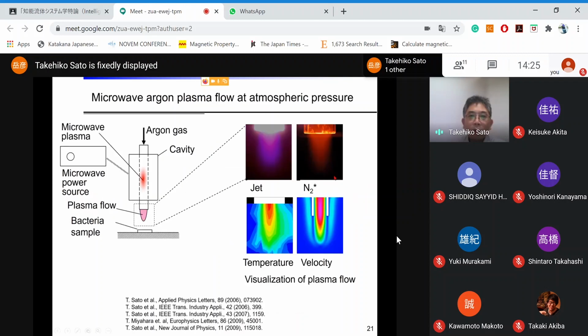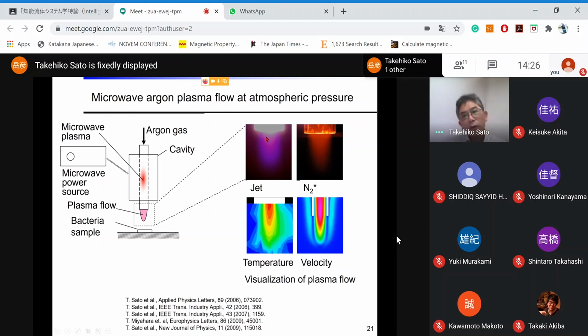Okay, so for example, we developed some method. So for example, this is remote plasma. We generate the plasma in the cavity using the microwave, and the gas flow transports this plasma and makes a small jet at the nozzle exit.